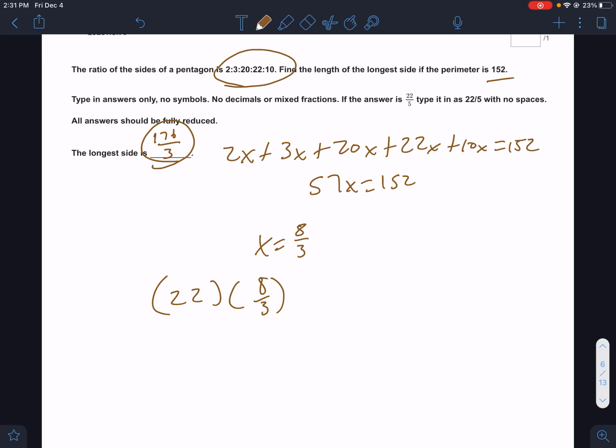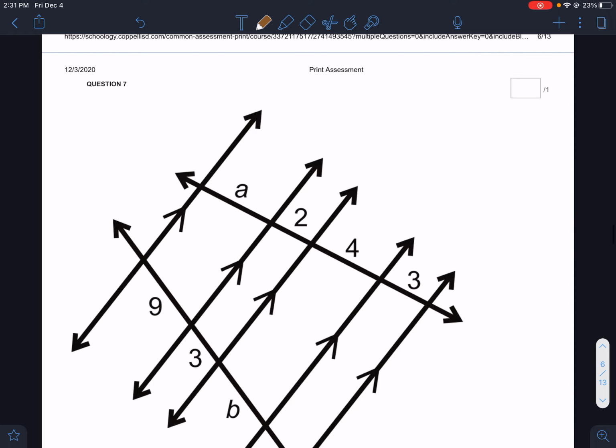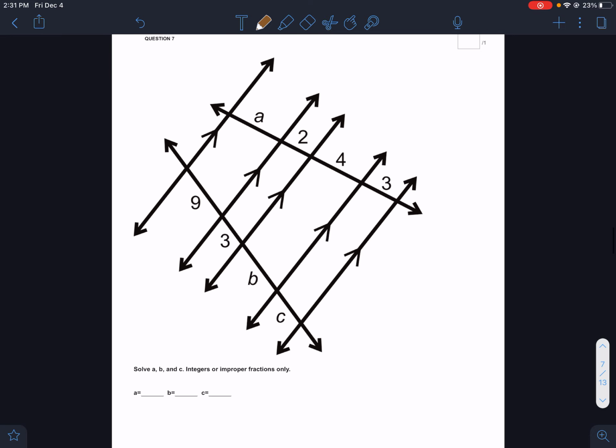Make sure I did that right. I did 3 plus 2 is 5, plus 20 is 25. 25 plus 22 plus 10 is 57. 152 divided by 57 times 22. Just checking my work real quick before I leave it. Got it. It's good. Question 7, lots of parallel lines.